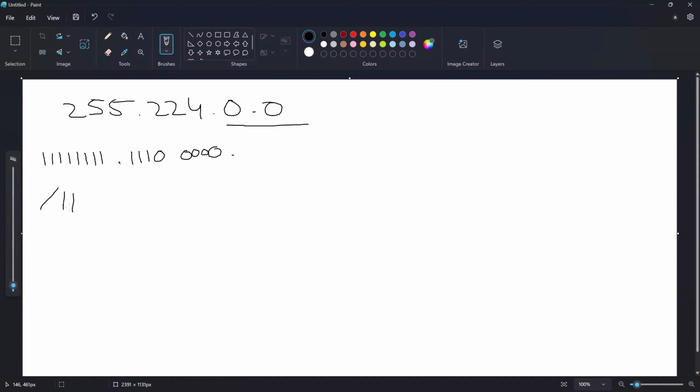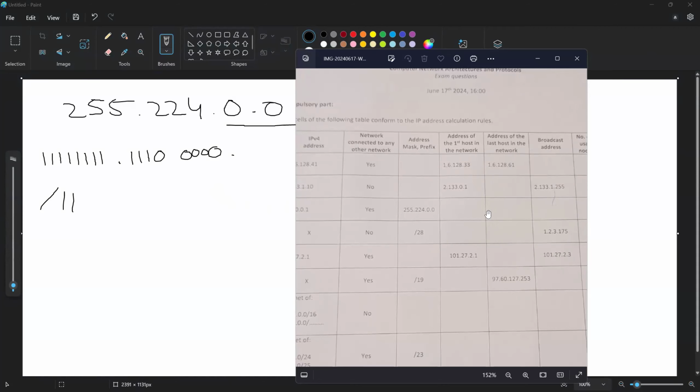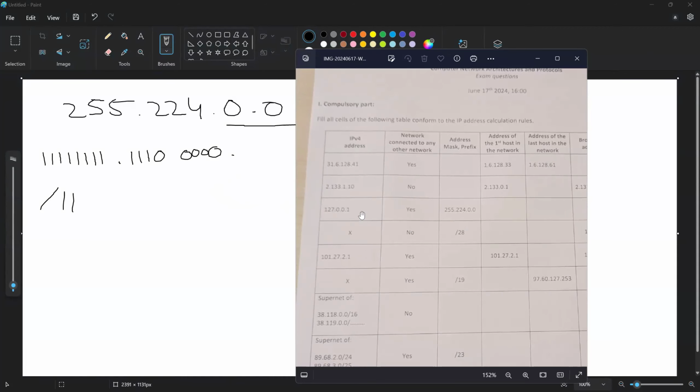This will be useful for the formula. Now, what else do we need from this? We found the net mask. Well, we didn't need to find the net mask, we just needed to convert it to CIDR. We need the first host, last host, and the broadcast address. So for this, you will need the comparison method. We will compare the IPv4 address with the mask. So the IPv4 address is 127.0.0.1.